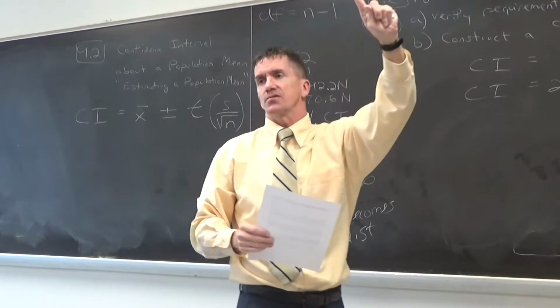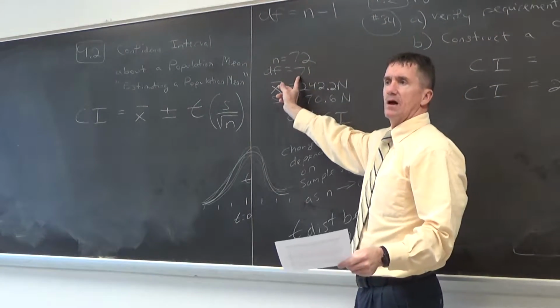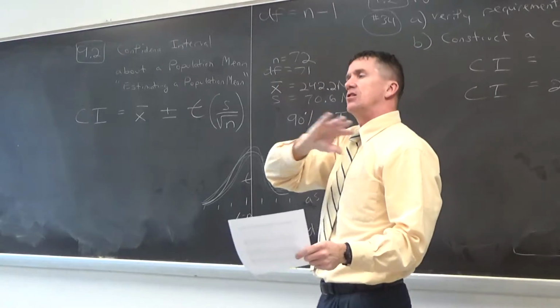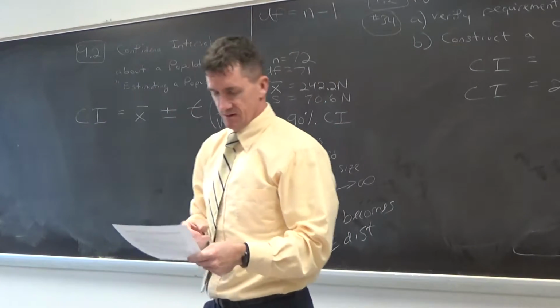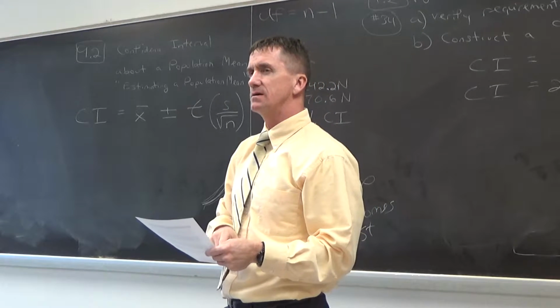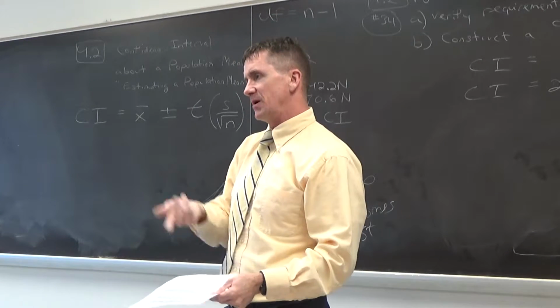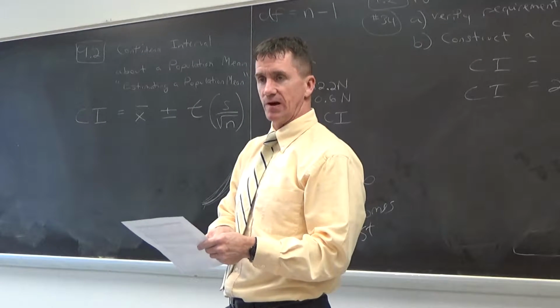DF stands for degrees of freedom. What DF are we looking for? 71. Now, if there's no 71, I want you to find the closest number to 71. 80. Yeah, there's a 60 and 80. Does everyone agree 80? Yep. So we're going to take the closest. If it was smack dab in the middle, it doesn't matter which way you go, but 71 is definitely closer to 80. Let's use 80.